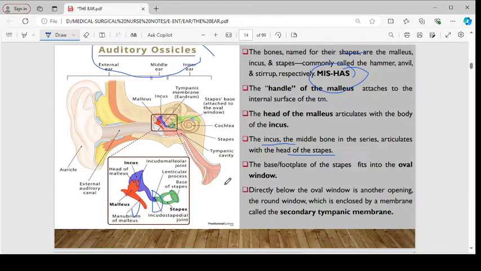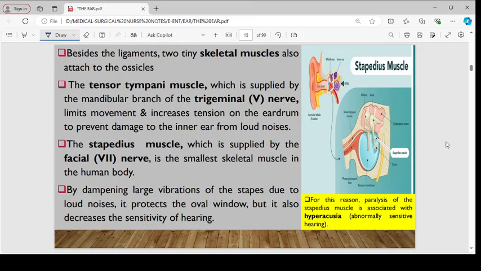Then we have now the base of the stapes, right? The base of the stapes is what fits in the oval window. Then directly below the oval window, we have another opening that we refer to as the round window, and this round window is enclosed by a membrane that is called the secondary tympanic membrane.